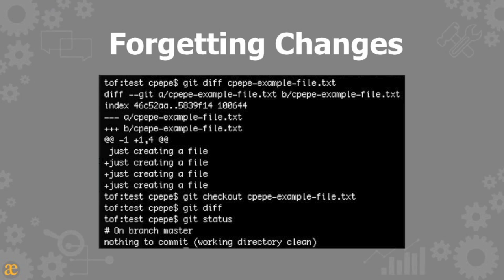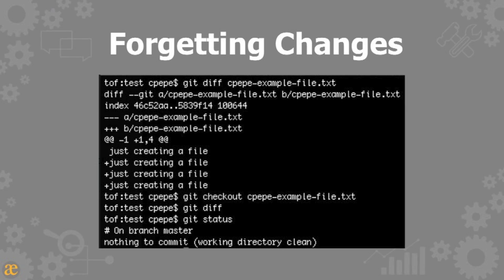So for getting changes, the whole top part of this is really just making a change to a file and showing that it's there. So the git diff that you're seeing here is just showing the line that I'd put in there. I added 3 more lines of that same text to the file to make a change. And then I want to forget that.